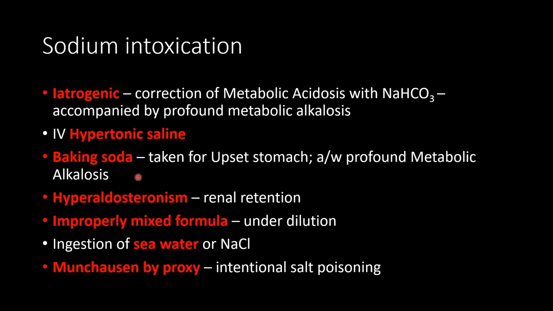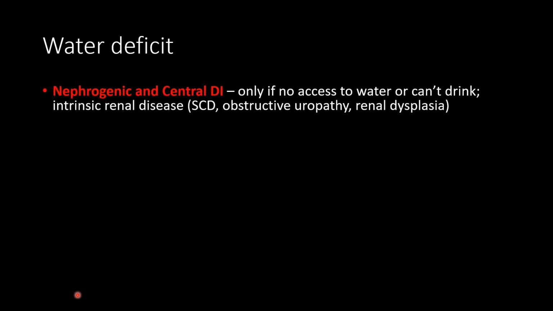Next, coming to the second mechanism, that is water deficit. Water is getting depleted from the body. As a result, the sodium is getting more concentrated. So the sodium concentration is increasing. So the predominant or prototype cause is nephrogenic and central diabetes insipidus. So what happens in diabetes insipidus? In central diabetes insipidus, the ADH is not secreted. In nephrogenic diabetes insipidus, the ADH is not able to work due to resistance at the receptor level. So whatever may be the cause, the ADH is not able to implement its action.